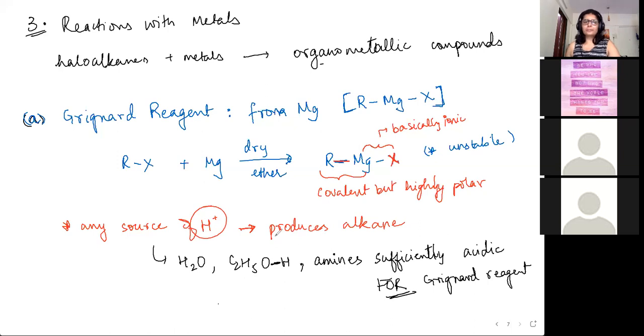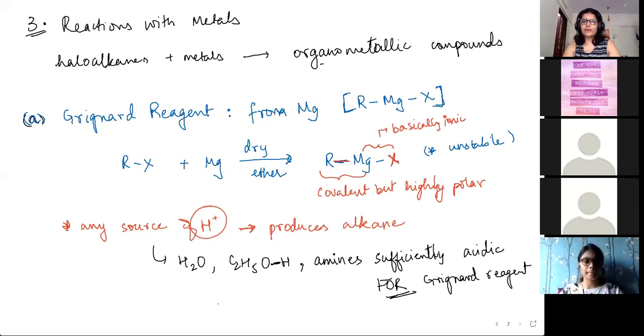So all of these compounds on treatment with Grignard reagent are capable of producing alkanes. Okay, clear? Oh, Mithali had gotten disconnected.